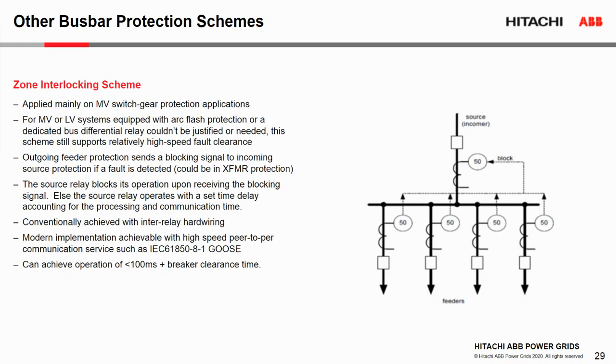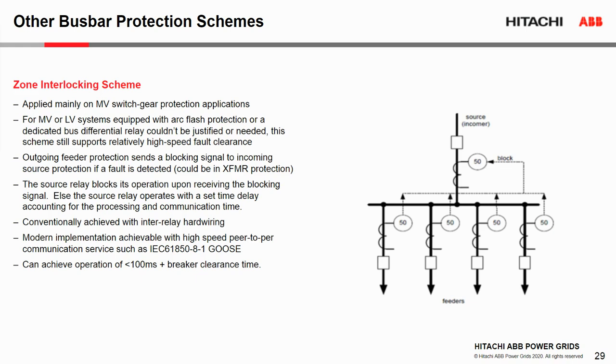Last is the zone interlocking scheme, or sometimes we call it reverse blocking. Again, it's applied mainly on medium voltage switchgear, especially when there's already dedicated arc flash protection, or a dedicated bus differential relay is not needed or couldn't be justified. This scheme still supports relatively high speed clearing. How it goes is the outgoing feeder will send a blocking signal when it detects a fault, and the source relay, typically from the transformer protection or the dedicated 50 elements out of the incomer CTs, will block when receiving it. If it doesn't receive it, it detects the fault, waits a set time delay accounting for the processing and communication time, and then operates in high speed.